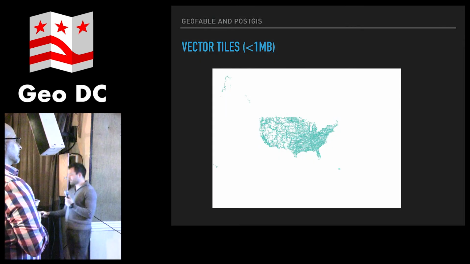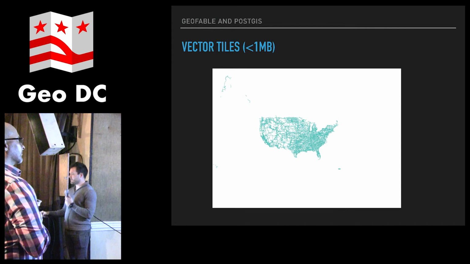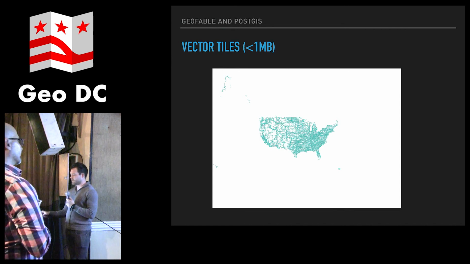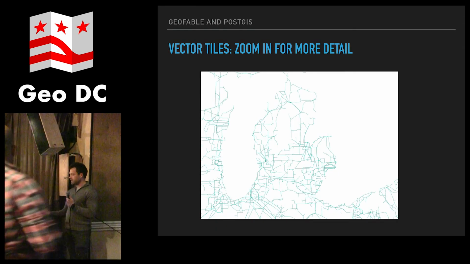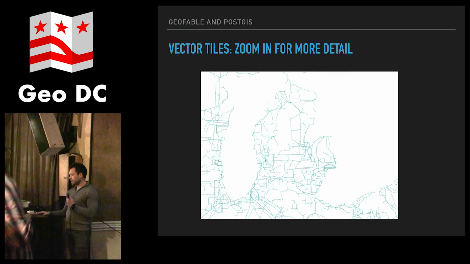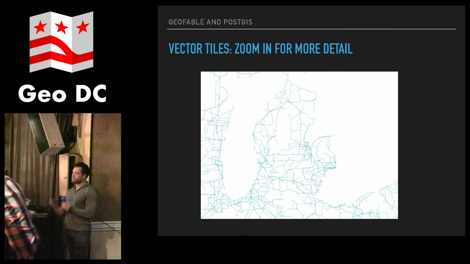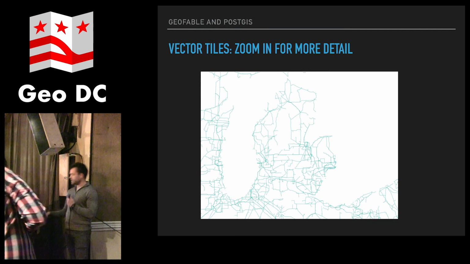I've got another example. This is power line data. It's the same thing. It's a 150 megabyte data set. But when we load this picture here, it's less than a megabyte because it's really simplifying and using those PostGIS functions under the hood to generate the vector tiles. And as we zoom in, we can see more detail. So right now with Geofable, I'm using vector tiles when you share your map with someone else, and it goes into the presentation mode.